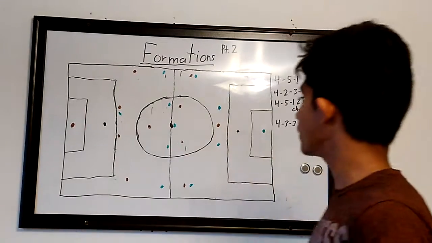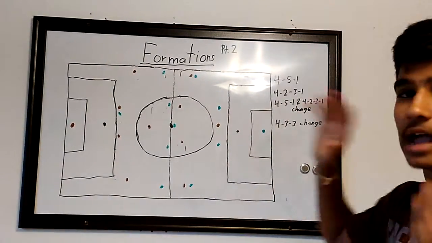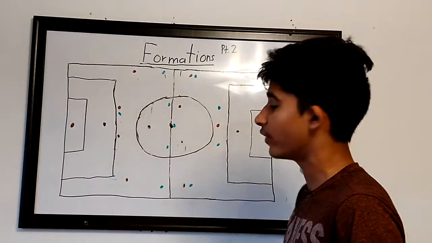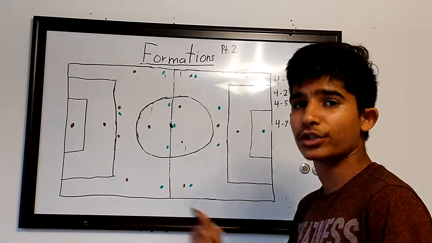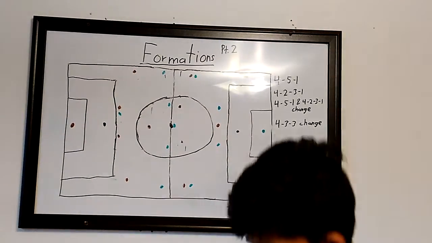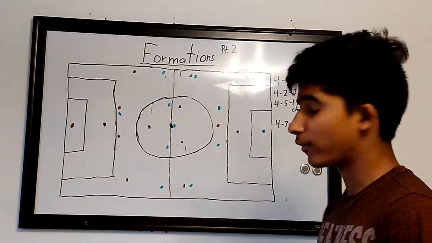Now, how does this position play out? As I mentioned previously, this does flood the center of the park, and as you can see in a 4-5-1 position, it can leave the striker very isolated from the midfielders, and it can result in the striker not getting any service. So now, let's look at a 4-2-3-1 formation.